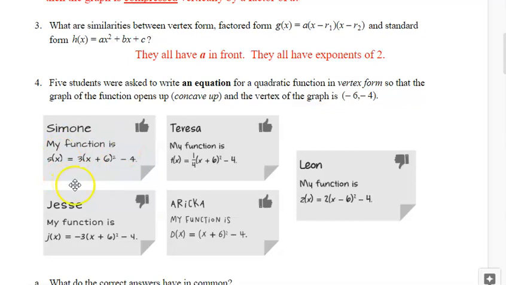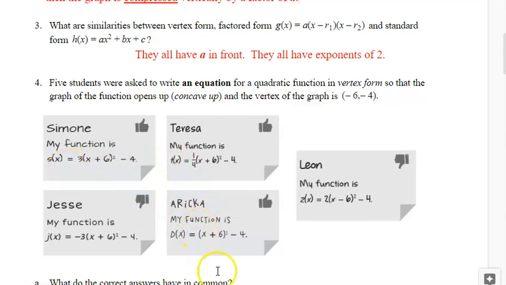Simone and Teresa and Erica all have x plus 6, and they all have -4. They all have a positive a value, the 3, the 1/4, and then Erica doesn't even have a number in front, so it's like an a value of 1.